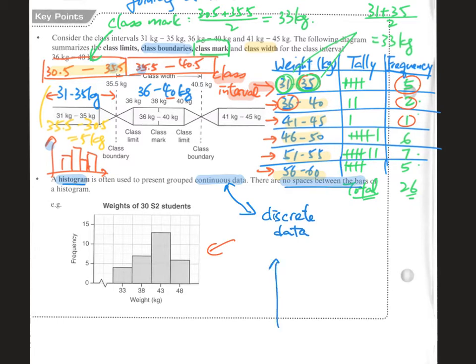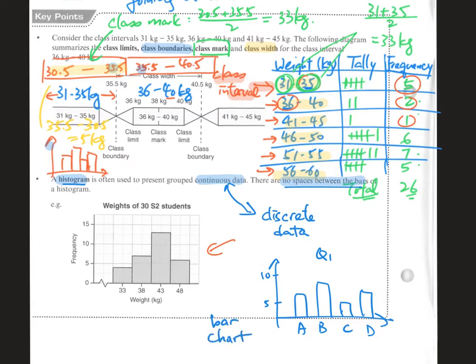But on some occasions, we may have spaces. For example, after you have done an MC question, for example, question 1, some of you answer A, some answer B, some answer C, some answer D. In this kind of table, you see that there are spaces between the bars. This is called a bar chart, which is used to present discrete data. So are you smart enough to make a guess? What's the difference between discrete data and continuous data?